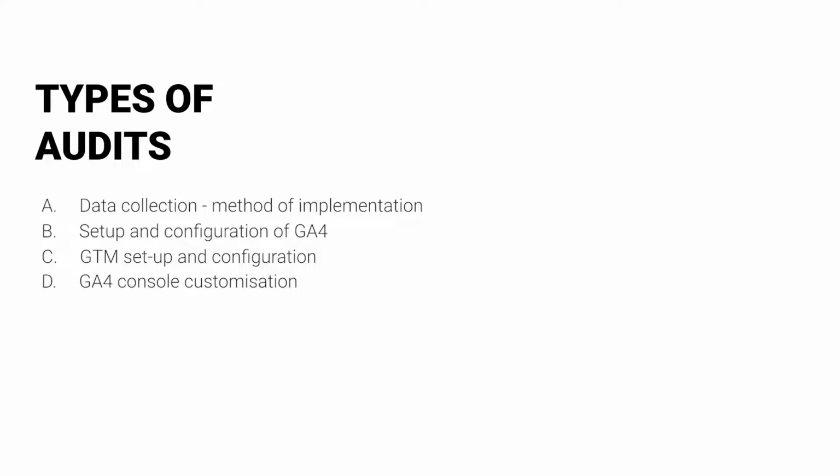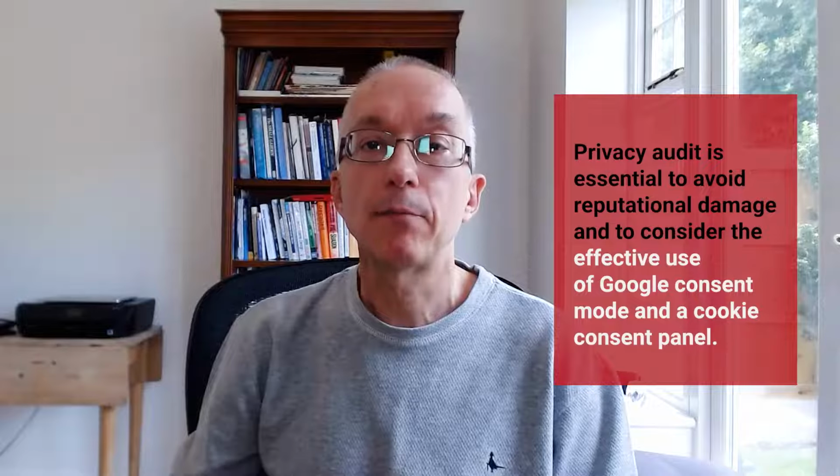This covers the customization of the GA4 console, including ensuring useful metrics are added to pre-built reports, privacy and compliance. Last but not least, privacy audit is essential to avoid reputational damage and to consider the effective use of Google Consent Mode and a cookie consent banner. This can have a huge impact on the amount and accuracy of data that we collect. How this is handled is of utmost importance, and so it should be an essential part of any GA4 audit.